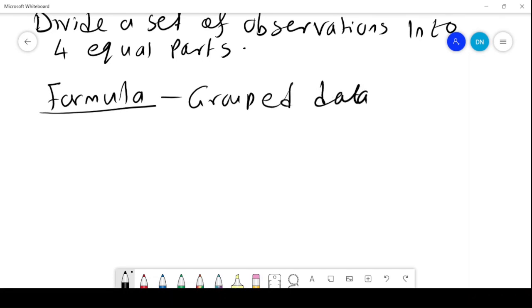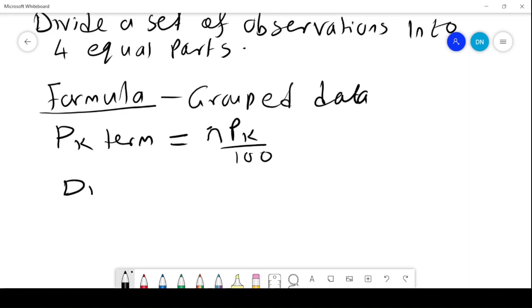And we are thinking about an example of ungrouped data. If I just use the Pk term, this will be n times Pk all over 100. And this will also apply even if it's the deciles I'm dealing with. The decile term will be n times Dk all over 10.